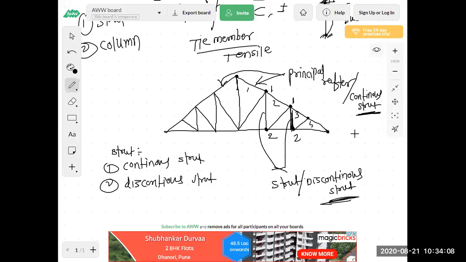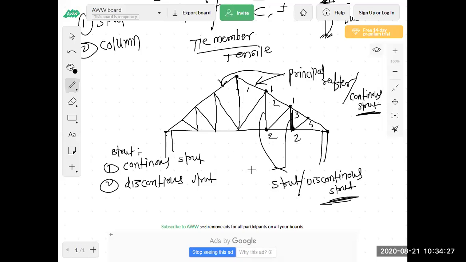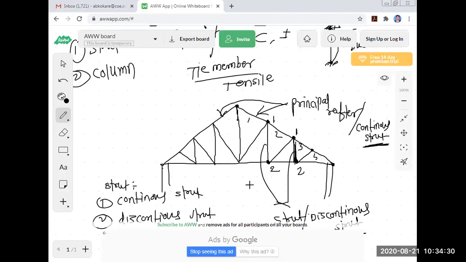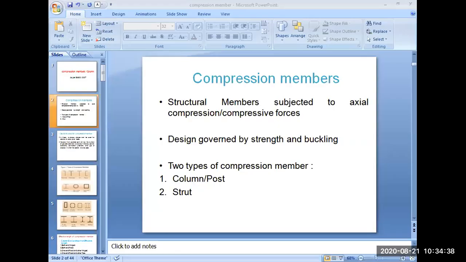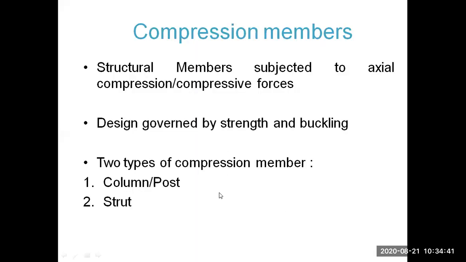These continuous and discontinuous struts we design in the first part, that is the design of compression members, and at the time of design of column we will see these posts or columns. Are you getting the difference between continuous and discontinuous? Okay. So this is the column and post we have seen. These two members we have to design.